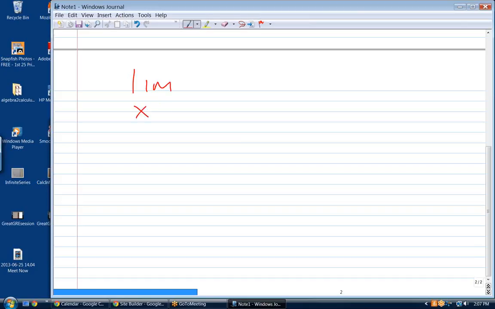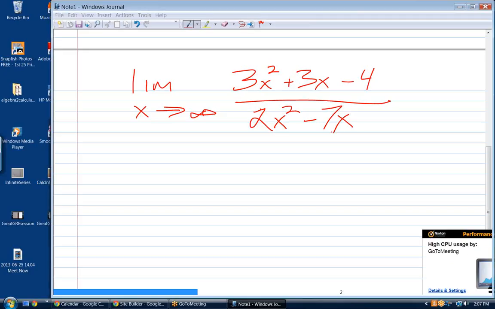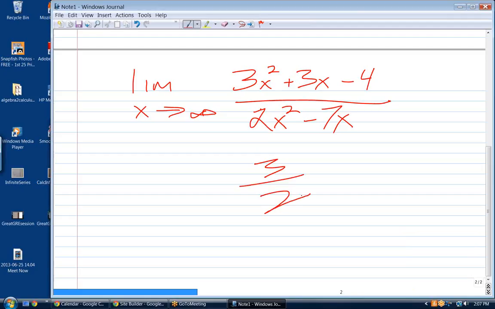The next one is as x approaches infinity, and the problem is 3x squared plus 3x minus 4 over 2x squared minus 7x. Now, if I'm not mistaken, when the highest exponents are the same and the limit is to infinity, you take the leading coefficients, correct? The ratio of that, correct. So this is 3 over 2.